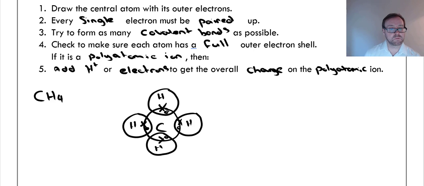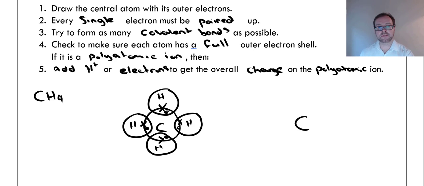Carbon should have 8: 1, 2, 3, 4, 5, 6, 7, 8, which it does. Hydrogen should have 2, because it can only hold 2 electrons on the first shell: 1, 2, which it does for each. There's another way to draw this, and I'll do it.